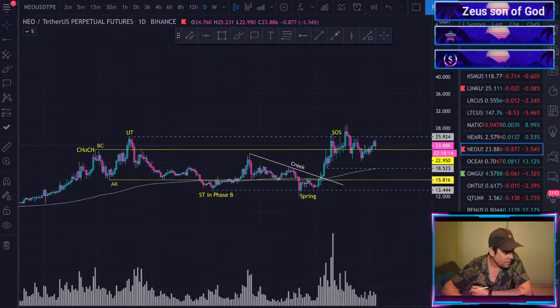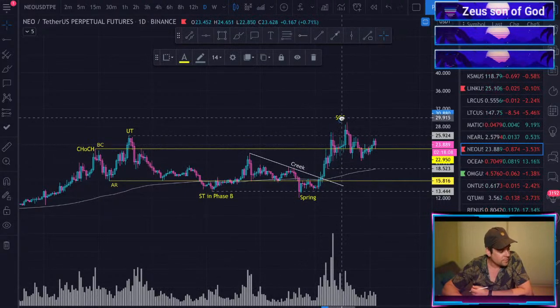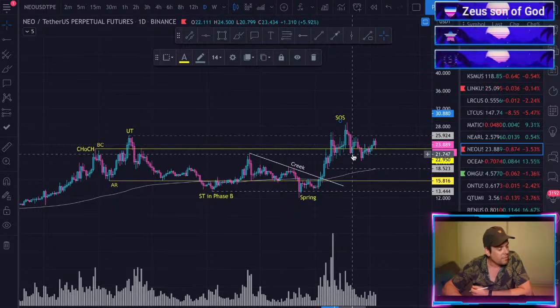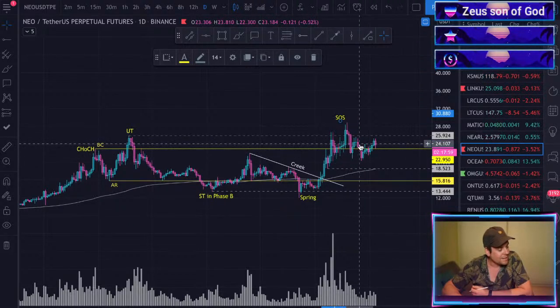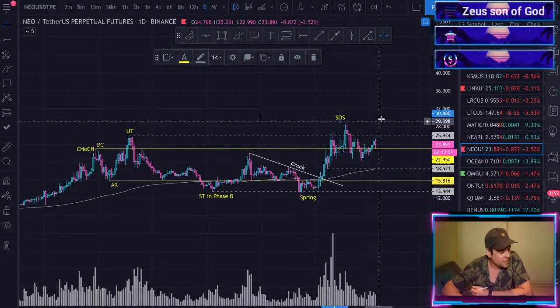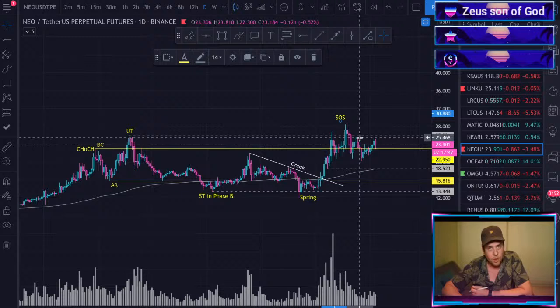We also have that nice contraction of the supply since the backup phase. So we have made that SOS, sign of strength, since our spring broke the creek, spring up to our SOS. We did fail to hold the buyer's climax line here, local lower lows and lower highs, but now we're starting to hold here. So what we need to see is we need to break this line here. We need to break this high, which we have not done yet.